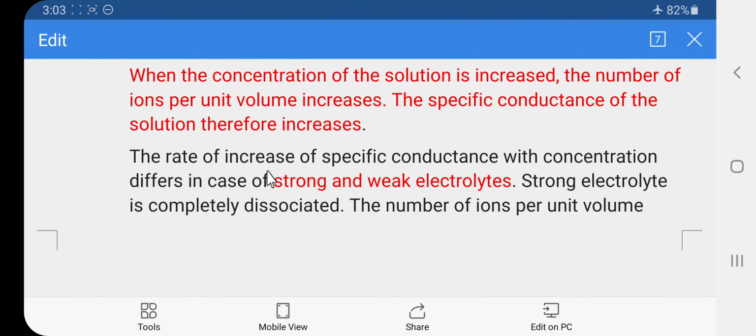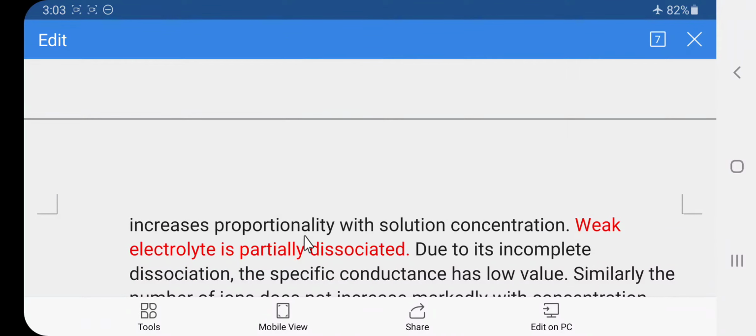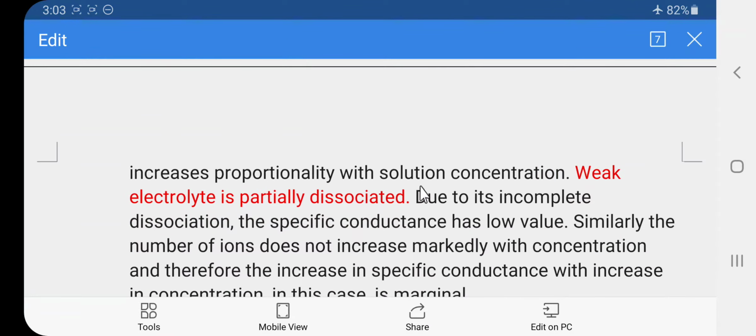The rate of increase of the specific conductance with the concentration differs in the case of strong and weak electrolytes. Once again, all of you know what a strong electrolyte is. In the case of a strong electrolyte, there is a complete dissociation or complete ionization. But in the case of a weak electrolyte, there is an incomplete or partial dissociation. So a strong electrolyte is completely dissociated, and the number of ions per unit volume increases proportionally with the solution concentration.